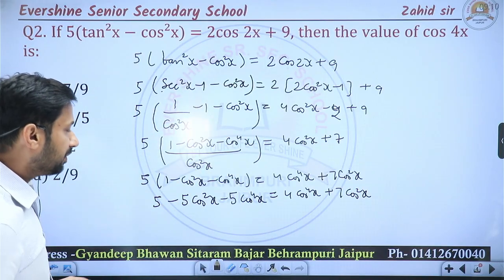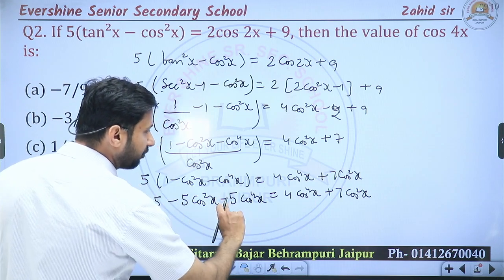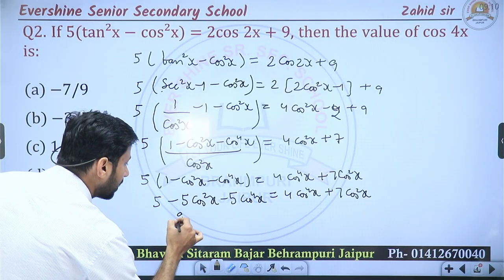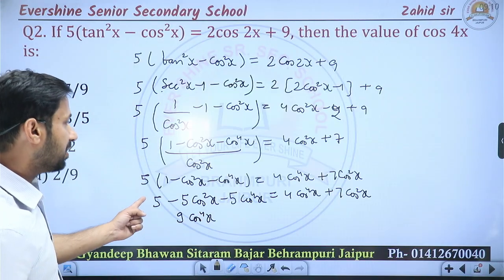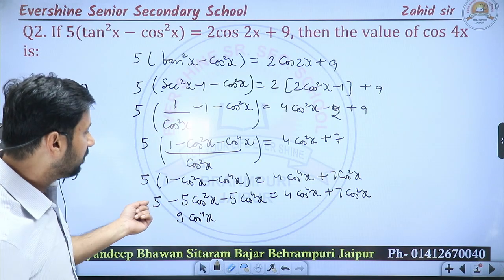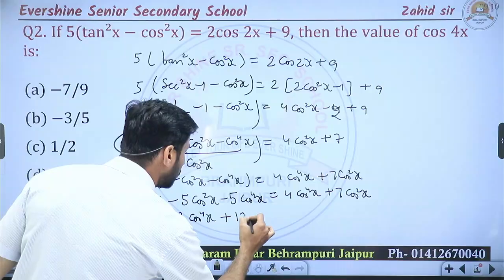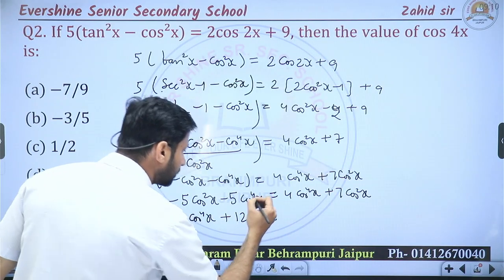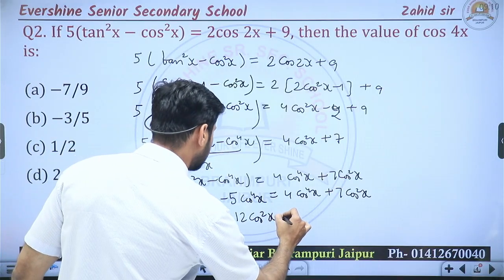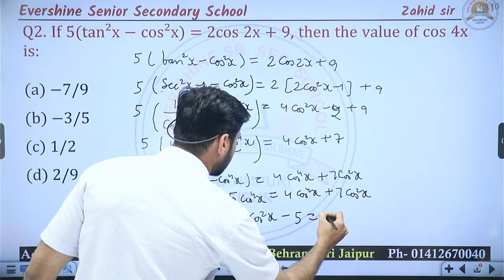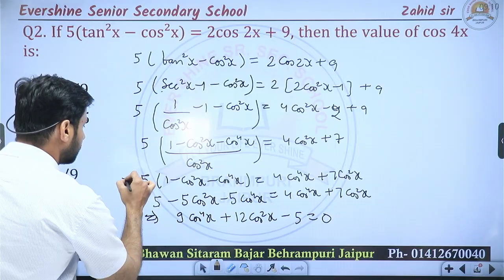Now I can make the equation. If I transpose the terms, it will be 5 plus 4, 9 cos raised to the power 4x. Minus 5 will be plus, so it will be 12. 5 plus 7, 12 cos square x. Okay. Now 5 will be as it is, but its sign will be negative. Okay. I just simplified it and I have converted this into the equation.